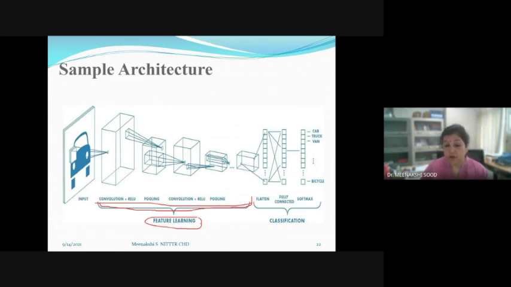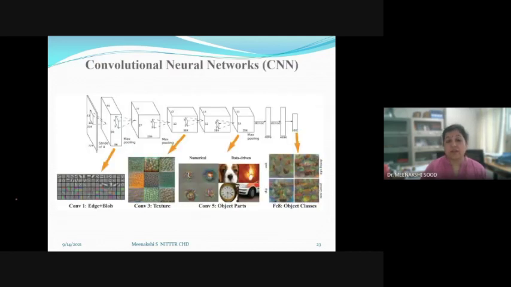Earlier, our machine learning was only responsible for the classification part, but with deep learning we required a model which could find the features. These are the layers: we call them the convolutional layer, the pooling layer, and we have the activation function as the ReLU layer. So this is a sample architecture which I'll be discussing.